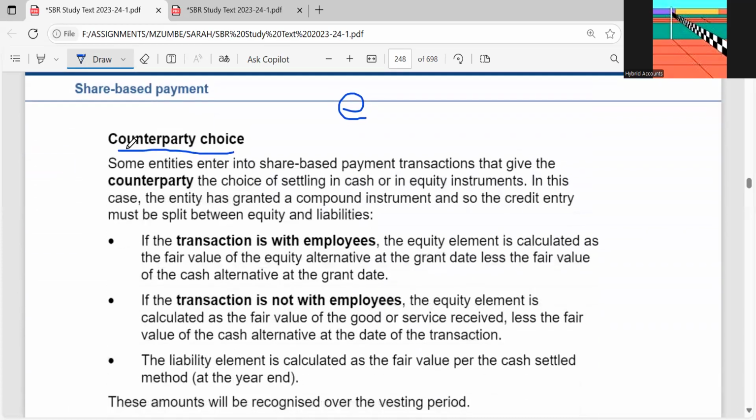Okay, what if the counterparty has that option, what is going to be done? Now, some entities enter into share-based payment transactions that give the counterparty the choice of settling in cash or in equity. So the counterparties decide how they should be paid.